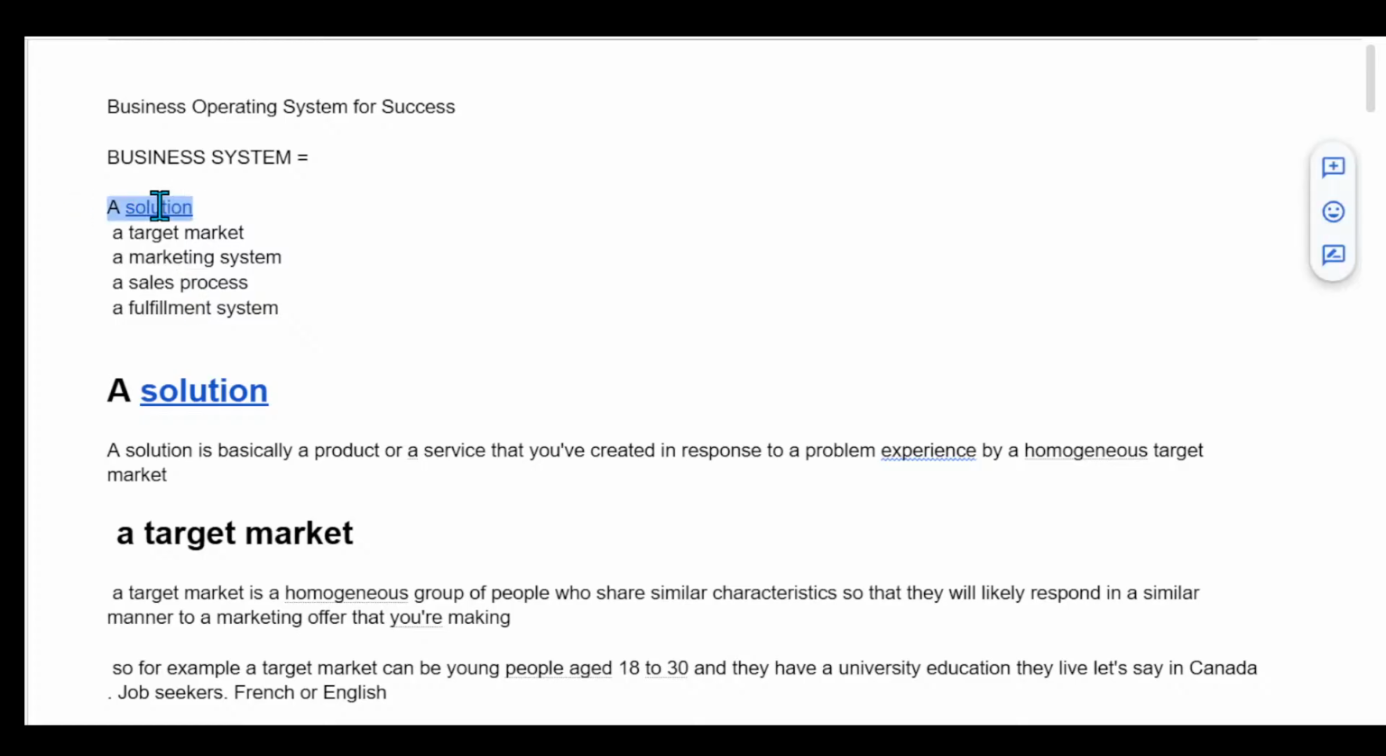Or if you have a solution, but you're not clear about your target market, like, is it businesses, is it people, is it men, is it women, is it people in your city, is it people in North America, and exactly what is the benefit that you're looking for, right? So you have to clearly define your target market. And you might have a solution and a target market, but you don't have a system for generating leads every single week.